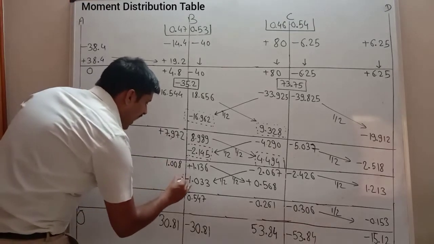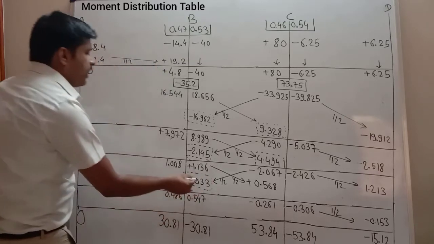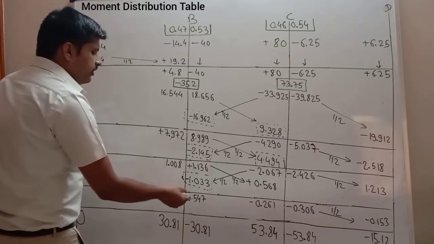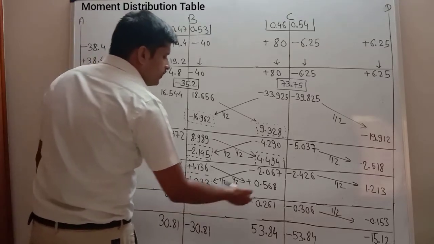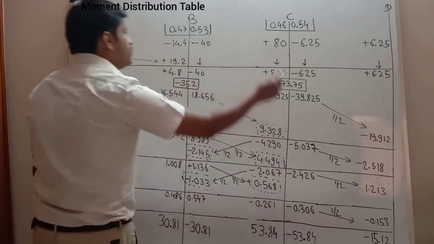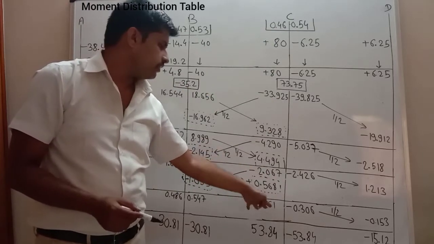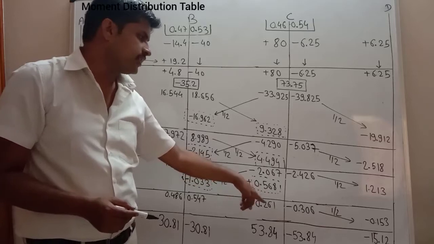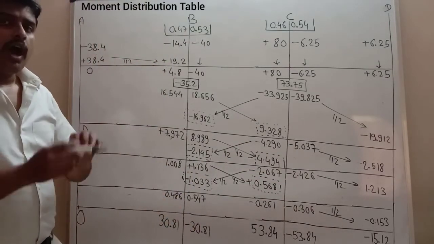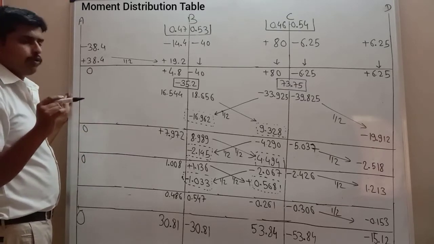Again this will act as our box value, multiply this value with the two distribution factors, then we will get these two values with the opposite sign. Again this will act as our box value, multiply it with the distribution factors, and we will get the values with the opposite sign, and transfer half of the moments to joint D. After doing all the calculations, we have to find the final end moments.